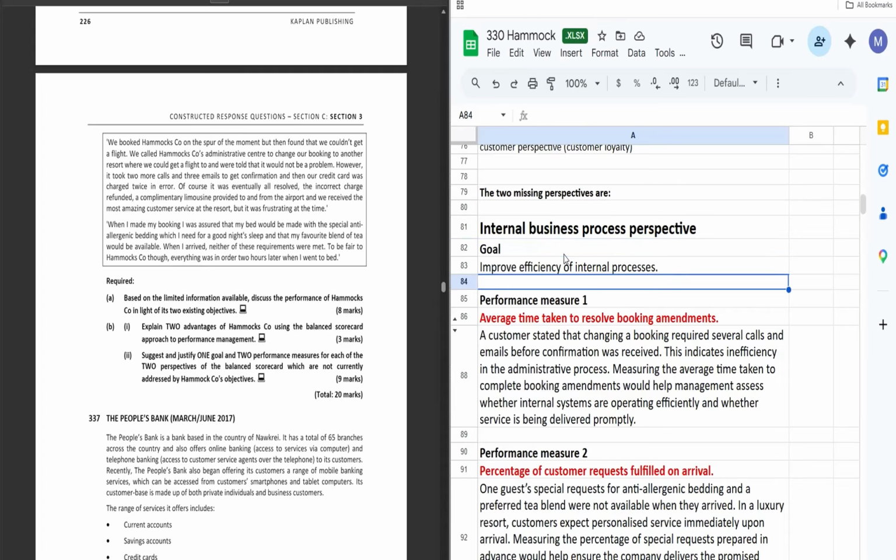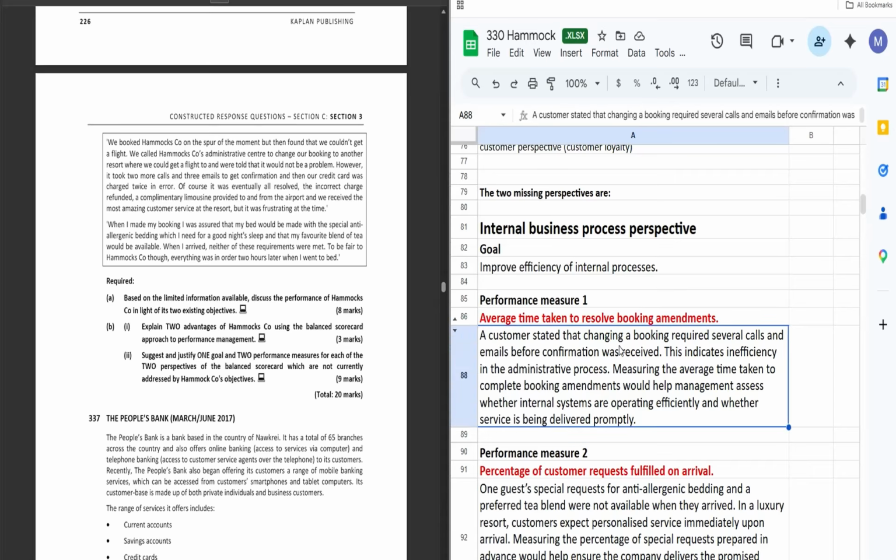So now my first performance measure will be the average time taken to resolve a booking amendment. As the customers have mentioned, they are facing issues from the administrative point of view, right? The customer stated that changing a booking required several calls. In fact, they emailed a lot before confirmation was received. This indicates inefficiency in the administrative process. Measuring the average time taken to complete a booking amendment would help management assess whether the internal systems are operating efficiently and whether service is being delivered promptly.